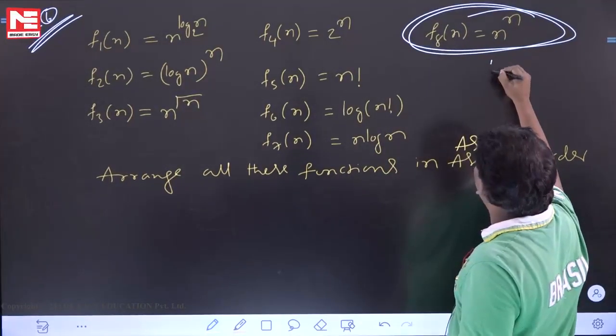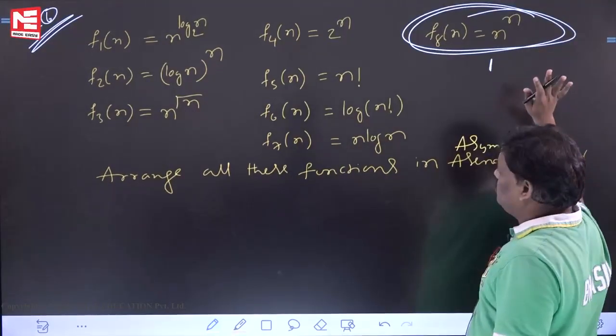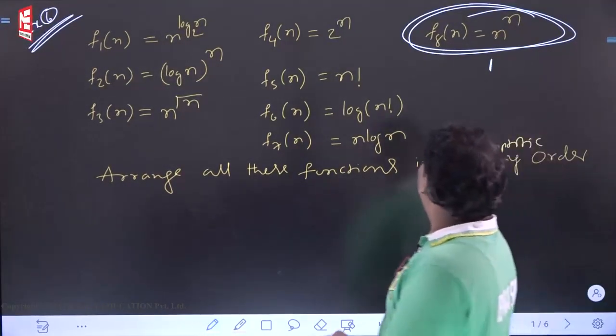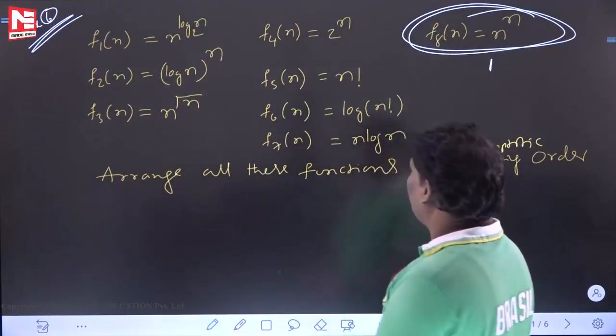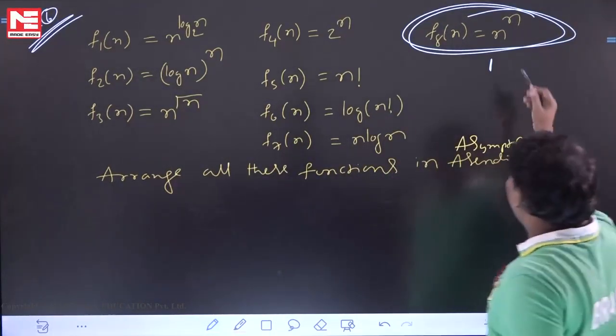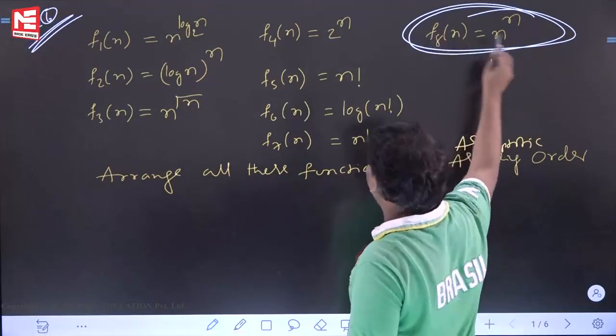Let me write now. Let me give number 1. Number 1 means larger. First larger. Can you help me now? n factorial. n power n is the first bigger. It's okay. What about n factorial? n factorial and n power n are almost close. Everyone knows that.